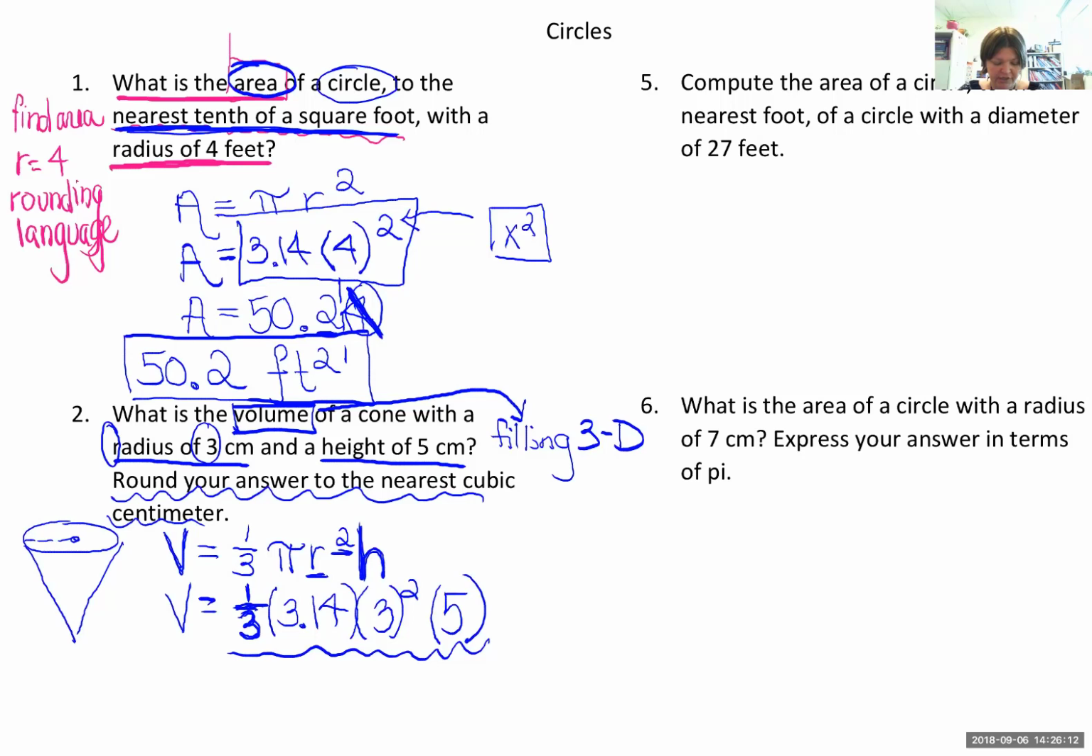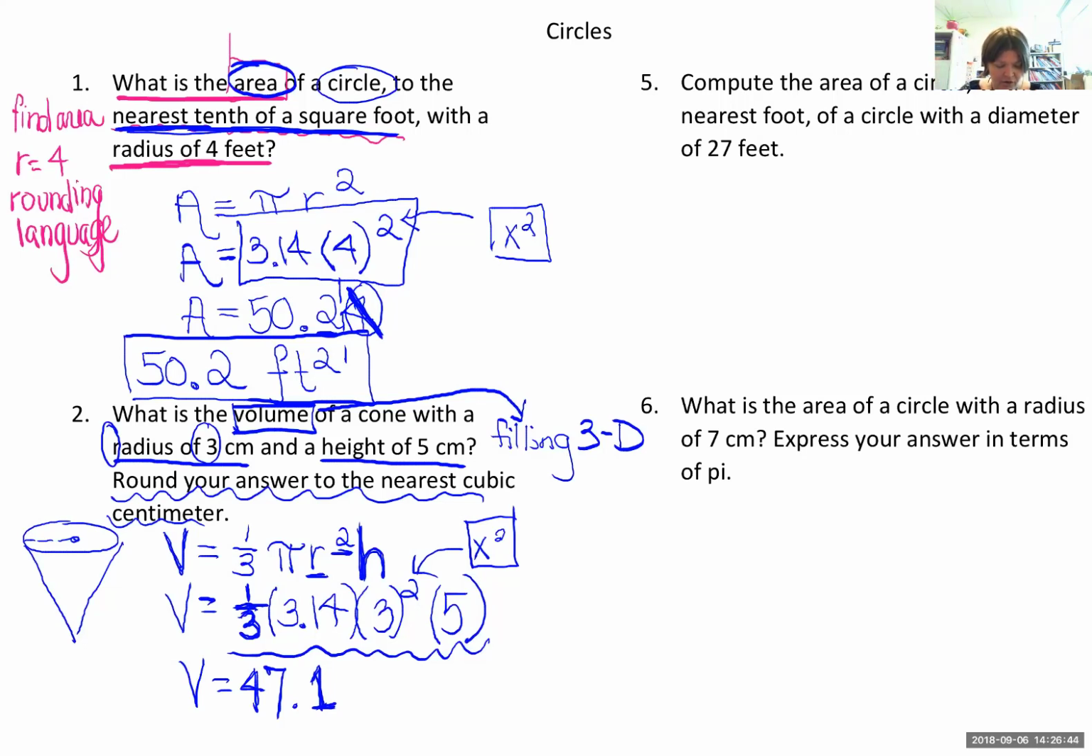And then I'll open a parentheses, 3.14, close parentheses, open up a parentheses, 3, close it. Press that X squared button to square my 3, open up a parentheses, put in 5, and close it. And I get out of my calculator a volume of 47.1. And if you guys have a TI with you, I highly suggest you try it too, because it sucks to get to the test and not know the buttons on your TI.